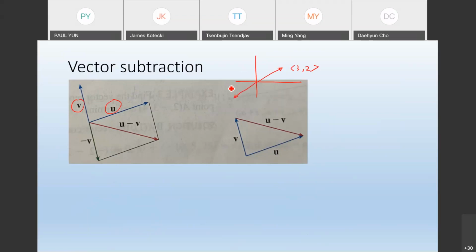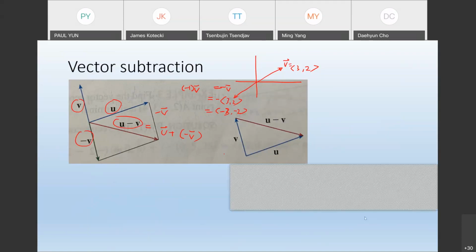Negative v means something opposite, right? We know it's going to be negative 3, negative 2, right? That makes sense. So with scalar multiplication, I could think of this as negative 1 times v. That works. So one way you could do u minus v is: here's u, make negative v, the same thing here. It's this guy. If you understand this, type yes, please.